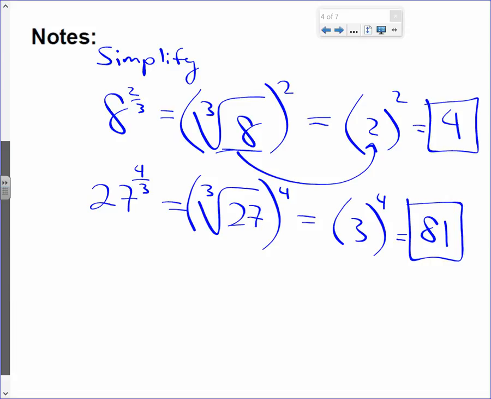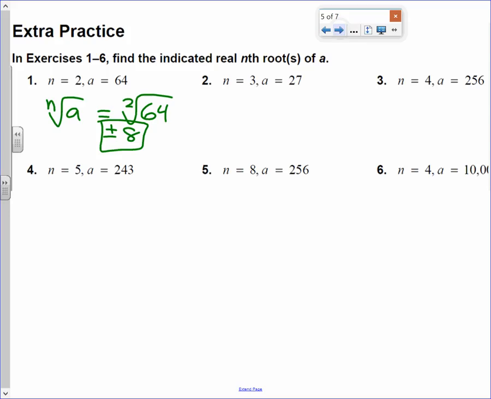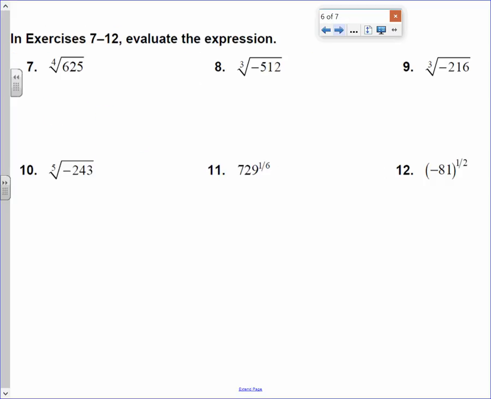All right. We're done with those notes for now. Now notice the bottom section. All the way at the bottom, right here, it's number 7 through 12.